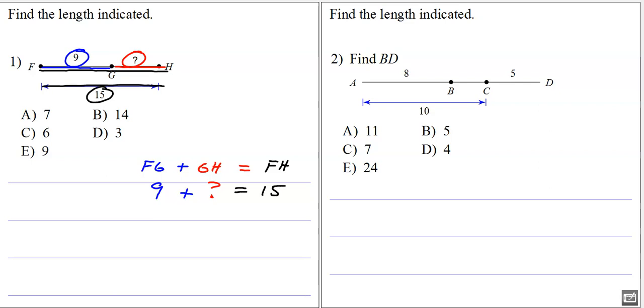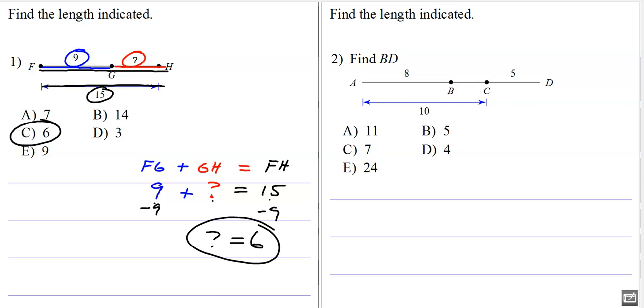Now you don't formally have to set it up like this, but on the algebra problems later it might make it a little bit easier. So basically we're saying 9 plus what equals 15. You can subtract the 9 from both sides. And we find out the correct answer is 6.